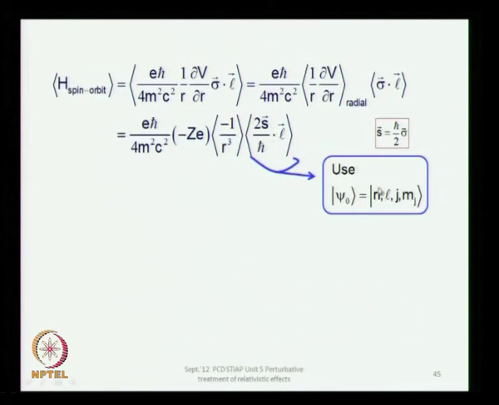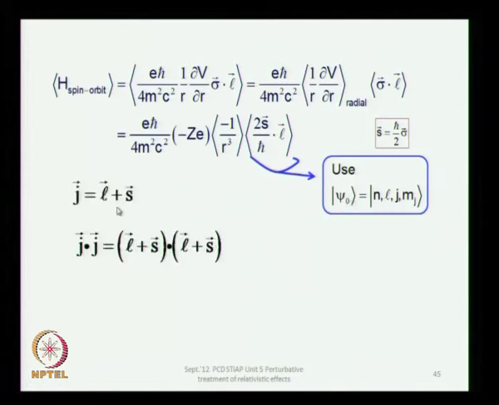Now, for this you will use the basis n L j mj. Now, j being L plus s, you can take a dot product of j with itself, which is L plus s dot L plus s, and this gives you j square on the left side, and on the right hand side you get L square. S dot L and L dot s are the same, because L and s are completely independent angular momenta. So, it does not matter which one you write first and which one you write next. So, this gives you twice L dot s, and then you get an s square term.